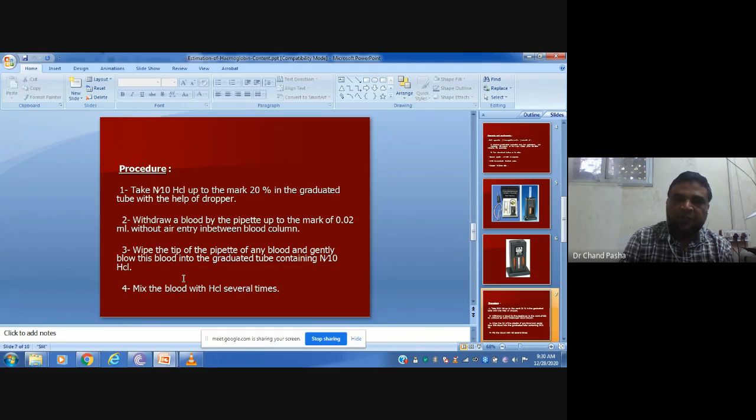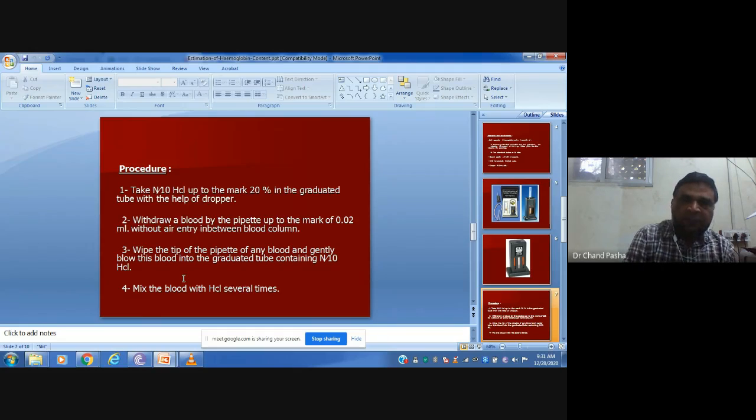Up to the 20% mark of the 1 ml tube, you are supposed to take 200 microliters of N/10, that is 0.1 normal HCl. Then, with your bulb tube, make a prick on your finger, and it is better to discard the first drop. Then squeeze your hand, and with the tube withdraw 20 microliters of blood. This withdrawn blood you add into the central tube, which already has 200 microliters of 0.1 normal HCl in it.